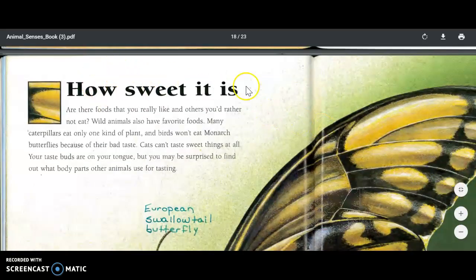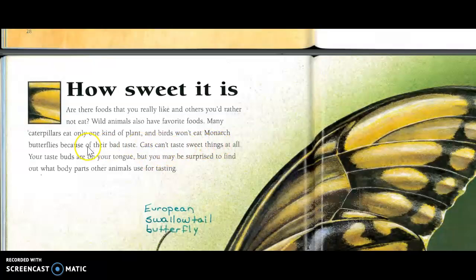So we're right here. How sweet it is. Are there foods that you really like and others you'd rather not eat? Wild animals also have favorite foods. Many caterpillars eat only one kind of plant. And birds won't eat monarch butterflies because of their bad taste. I didn't know that. Cats can't taste sweet things at all. Your taste buds are on your tongue, but you may be surprised to find out what body parts other animals use for tasting.